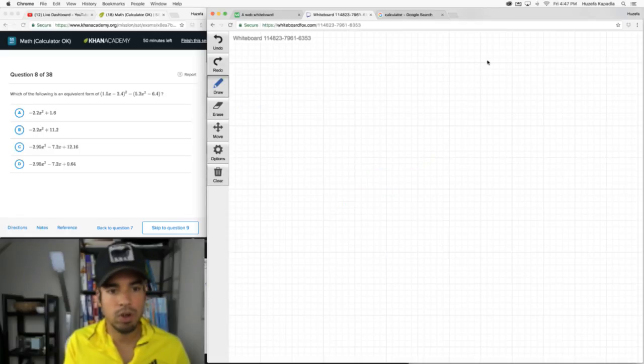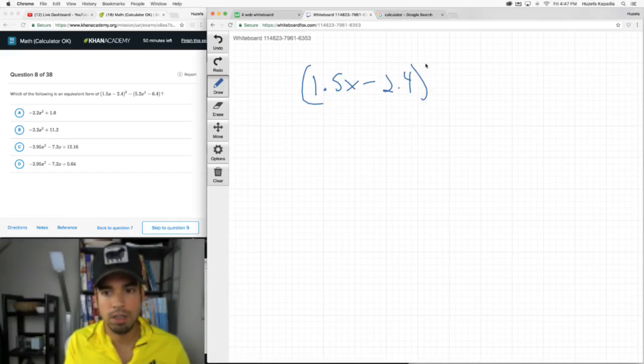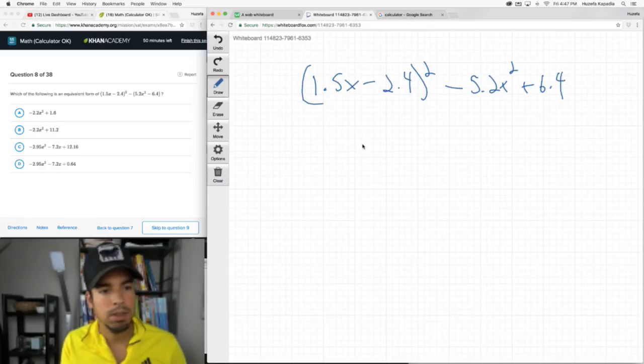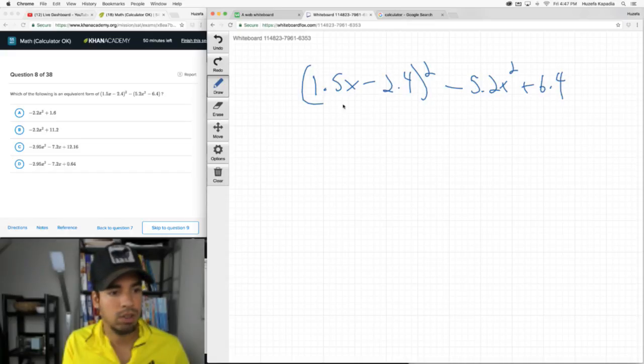All right, let's just combine the like terms. 1.5x minus 2.4. Oh, this is a little more complicated. Yikes. Minus, and let's distribute that minus. Let's just make that easy. 5.2x squared plus 6.4 becomes positive. And then we've got 1.5x, so we're going to square this. So this gets a little dicey here, right? But let's go ahead and do that.